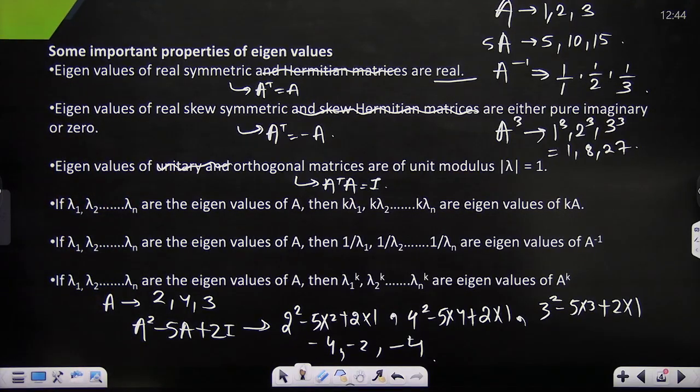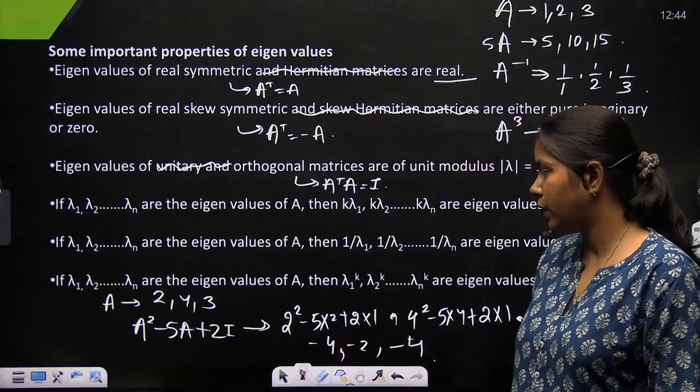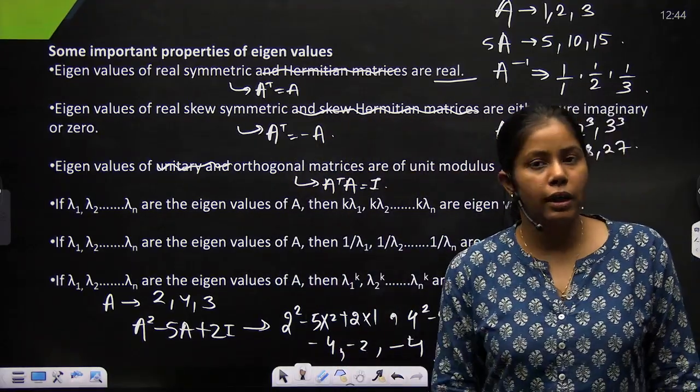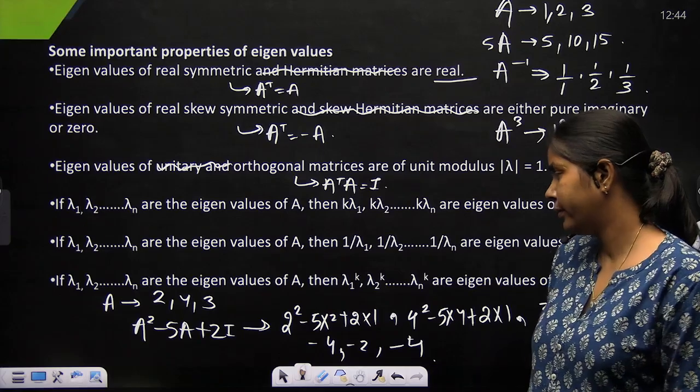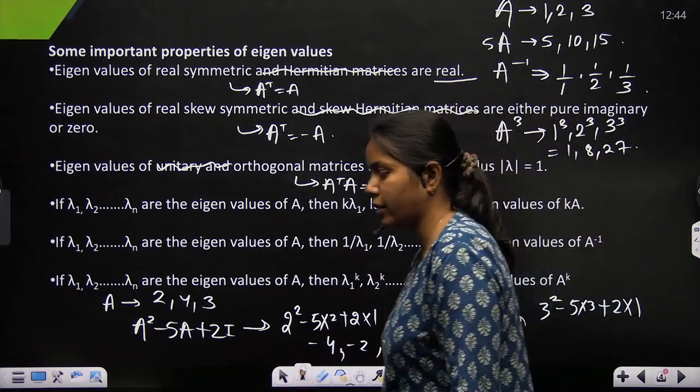And one thing you can check: A has eigenvalues 2, 4, 3, all distinct. Then the matrix we are getting here, A square minus 5A plus 2I, may or may not have distinct eigenvalues, right?